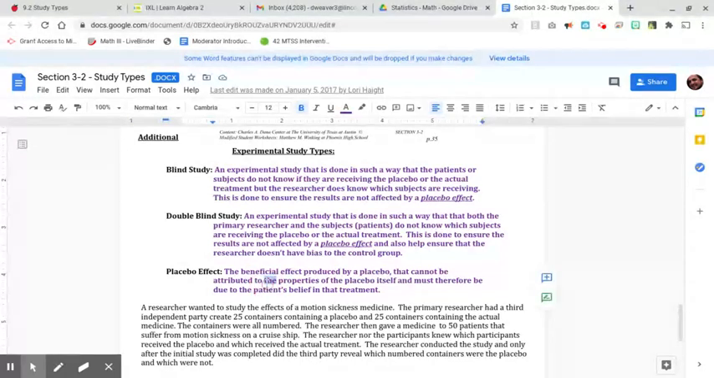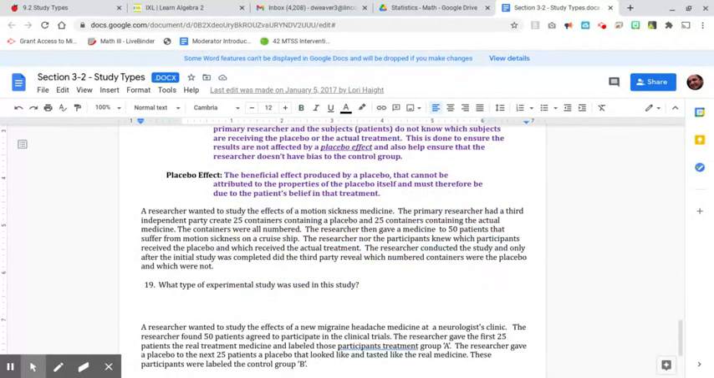And the placebo effect is kind of the mental effect. It's where, like, you have a headache, you think you're taking Tylenol, all of a sudden your headache goes away, but really you were just taking the fake treatment. So it wasn't the Tylenol that caused your headache to go away. It was the fact that you thought you should feel better, so therefore you felt better. So that's the placebo effect.